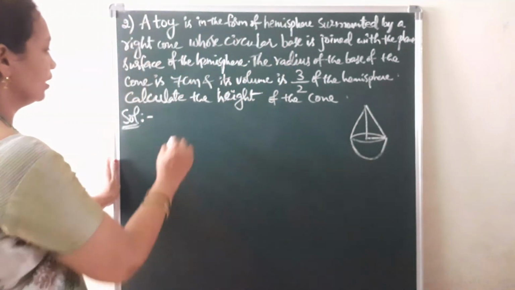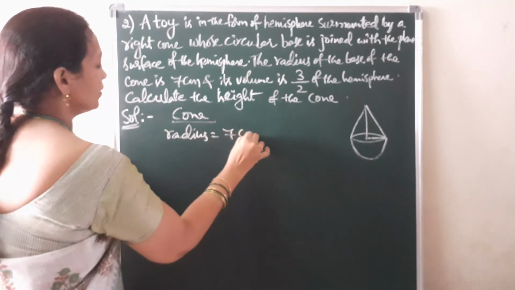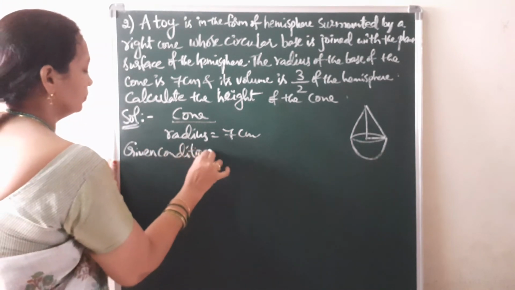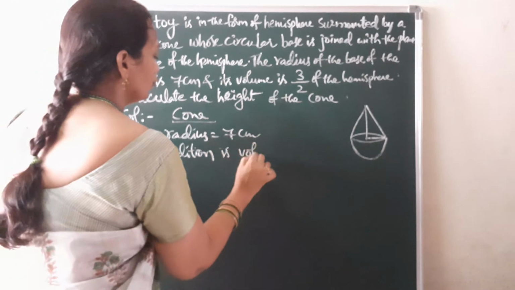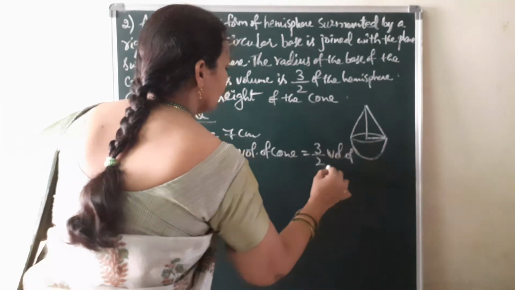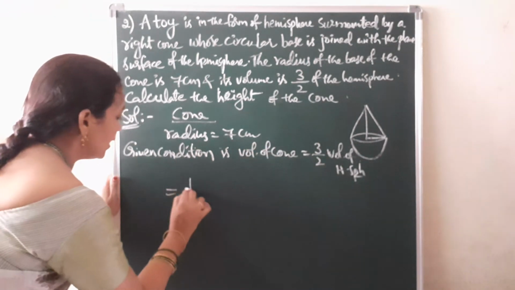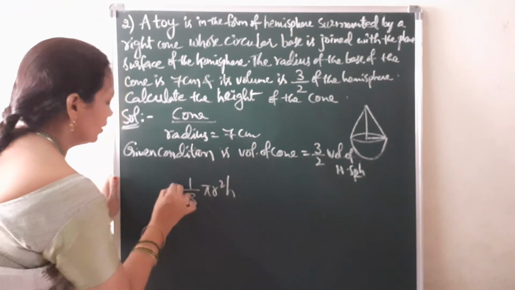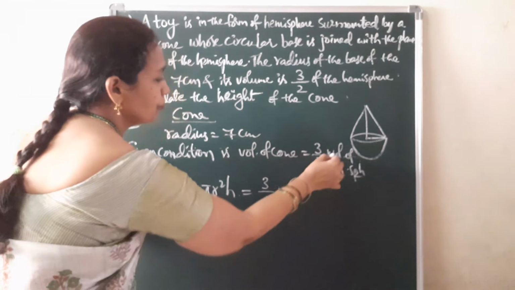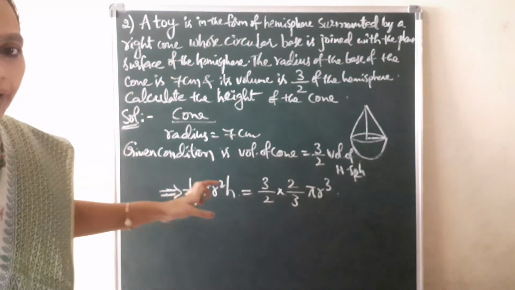Okay, base radius is given. So cone dimensions, radius is equal to 7 centimeters and given condition is volume of cone is equal to 3/2 volume of hemisphere. Based on this condition, volume of cone is 1/3 pi r square h, implies 1/3 pi r square h is equal to 3/2 of volume of hemisphere, which is 2/3 pi r cube.